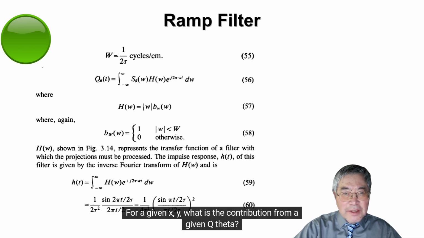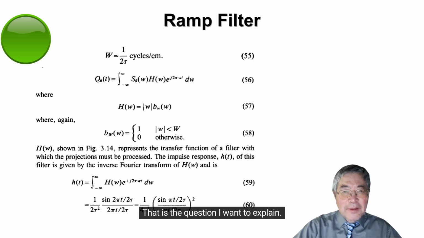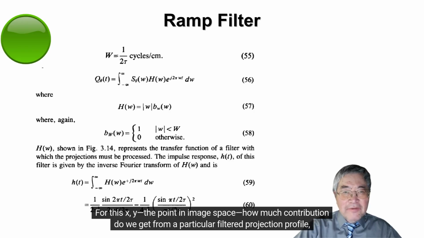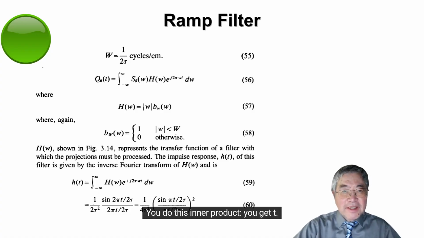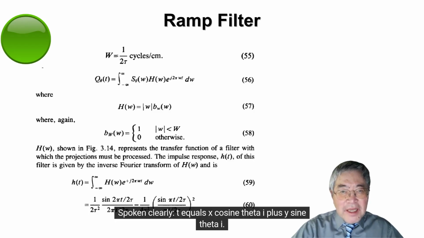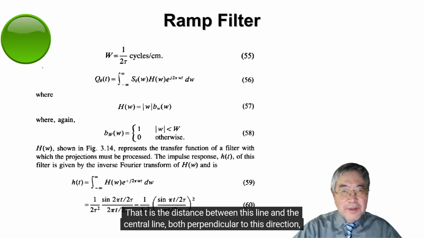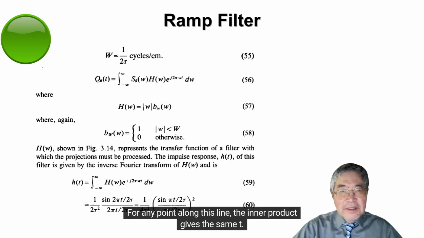For a given xy, what is the contribution from a given q theta? That is the question I want to explain. Suppose xy is here. For this x, y, the point in image space, how much contribution do we get from a particular filtered projection profile, here q theta I? You do this inner product, you get t. Spoken clearly, t equals x cosine theta I plus y sine theta I. That t is the distance between this line and the central line, both perpendicular to this direction, making an angle theta I. For any point along this line, the inner product gives the same t.